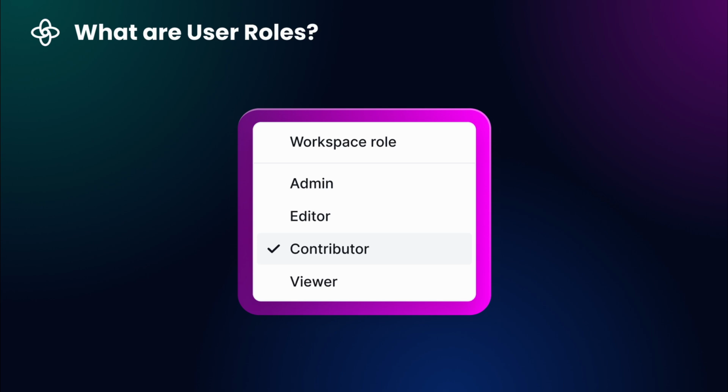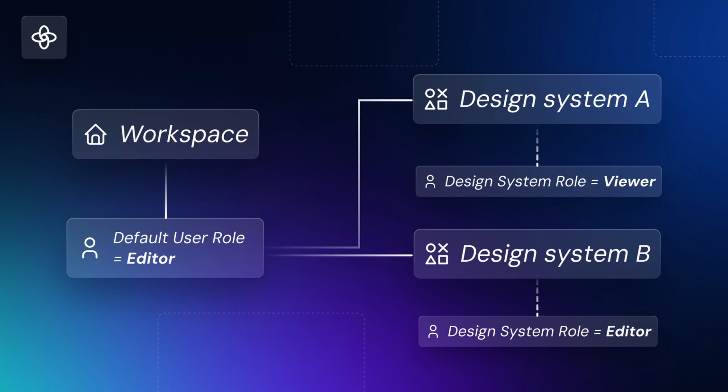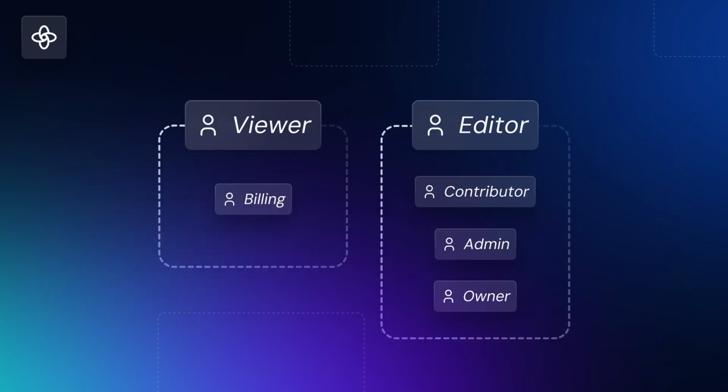User roles in Supernova define what collaborators can view, edit, or manage. Roles are assigned at the workspace level but can also be adjusted at the design system level for more granular control. Supernova organizes roles into two main groups, viewers and editors, with more specific permissions available as contributor, admin, and owner. Let's break down the roles.